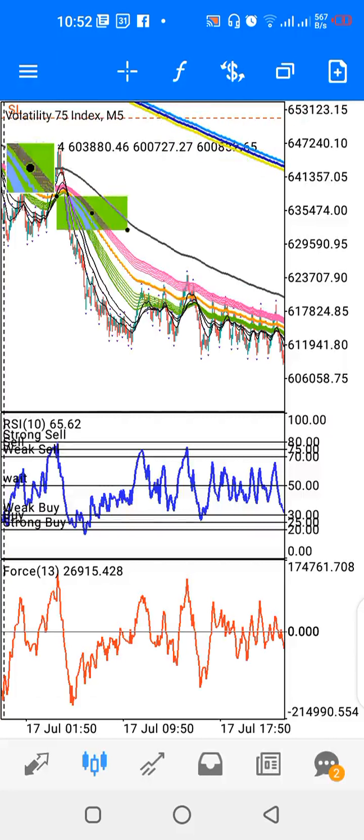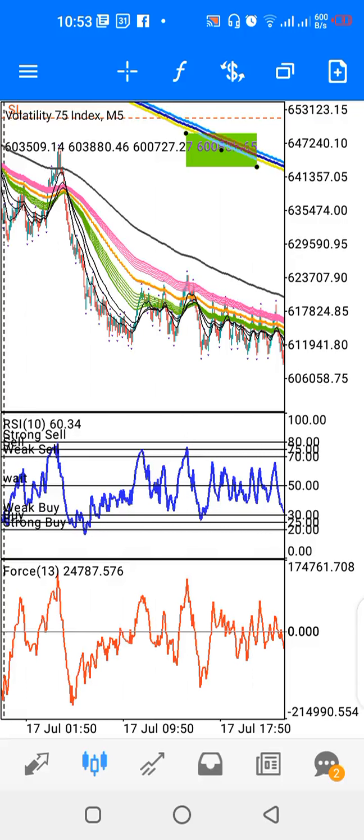If every other line is below it, just start to look for when price starts to bounce below all other lines and then start to sell. But if every other line is above it, try to look for when price starts to bounce above all other lines and start to buy. So that's that as far as the main chart is concerned.